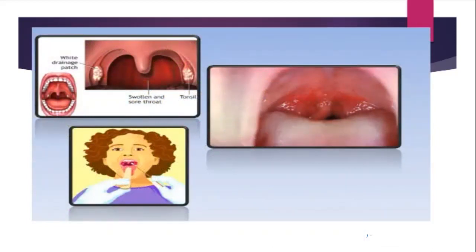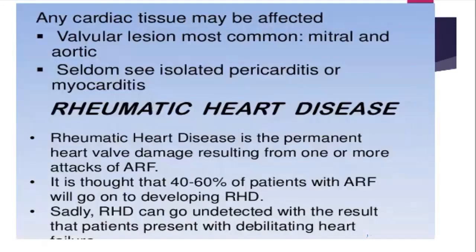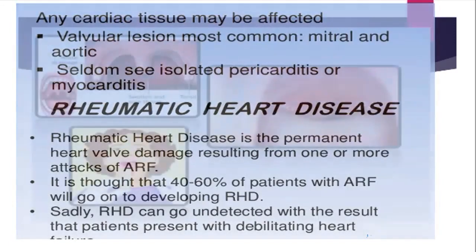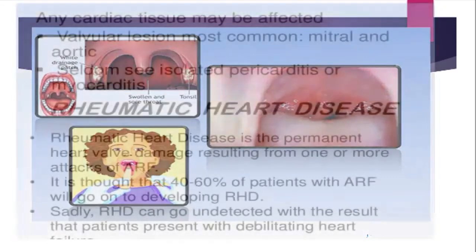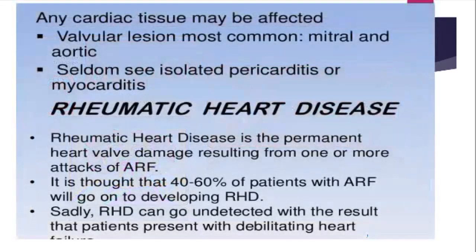In the affected areas, you can see white exudate patches on the throat. Whenever somebody comes who is young, around 7 to 15, those are the most common people affected by this condition. You have to be very careful because it can be one of the causes of that problem. Any cardiac tissue may be affected.